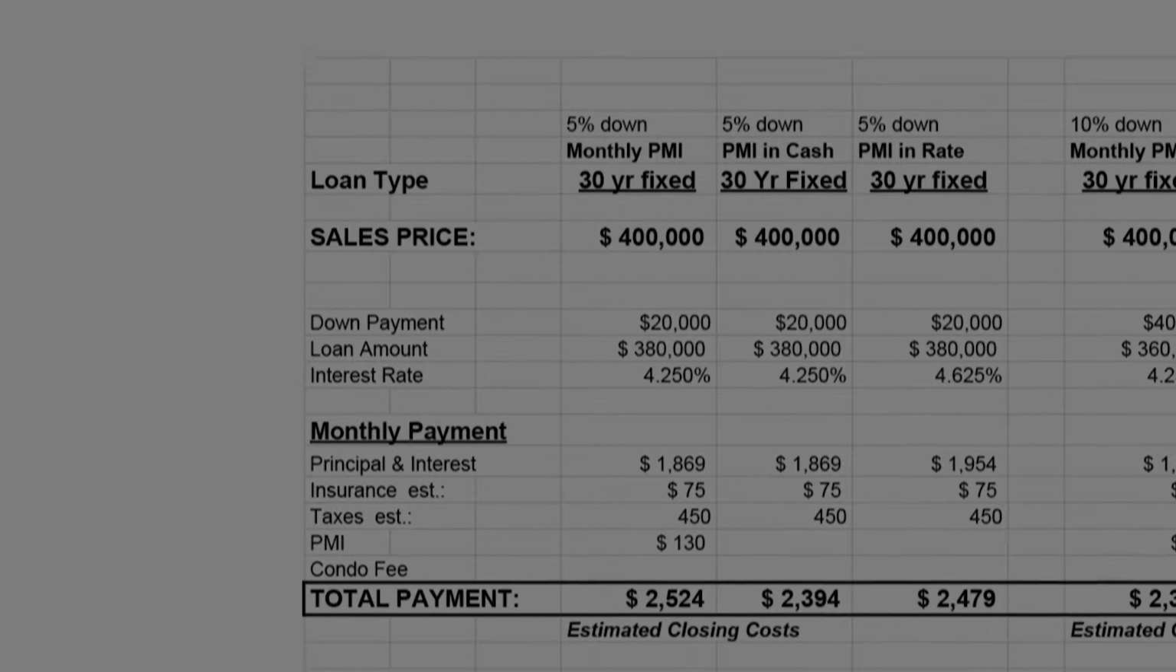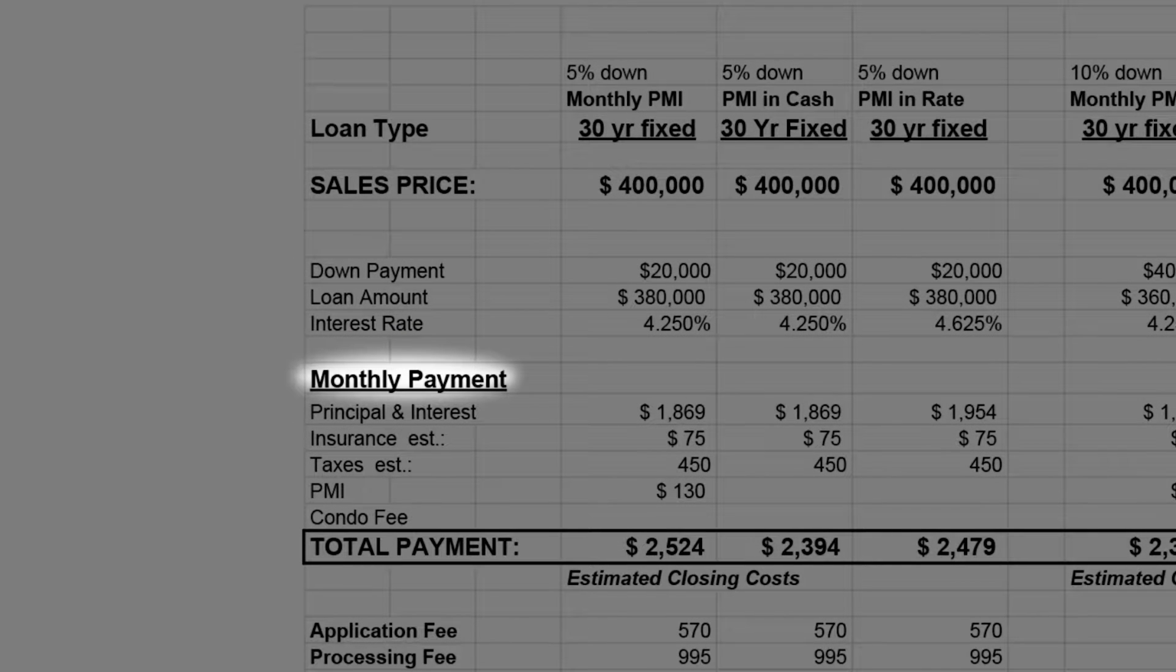The monthly payment consists of several parts: principal and interest, homeowner's insurance, property taxes, and if there is less than 20% down payment, private mortgage insurance or PMI is required. If you're putting down less than 20%, your spreadsheet will show the different options for paying PMI. When you make your payment, the lender will apply the principal and interest to the loan and deposit the other items into an escrow account. The escrow account will be used to pay the taxes and insurance on your behalf.